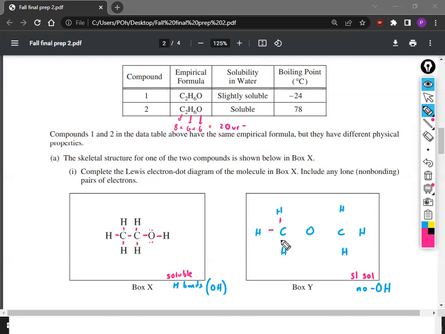Woo-hoo! Yes, exactly like that. Perfect. There you go.